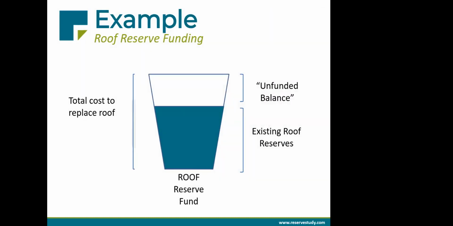All right, so just to make it more clear, let's use this roof reserve category, this roof bucket, as our first example. Now, if you understand that the total volume of the bucket represents the total cost to replace this roof, and then you look at the existing roof reserves on hand as being the existing contents of that bucket, the empty portion up here is something that we can call the unfunded balance. It's simply the difference between the total cost of replacement minus the existing funds that you've already saved.